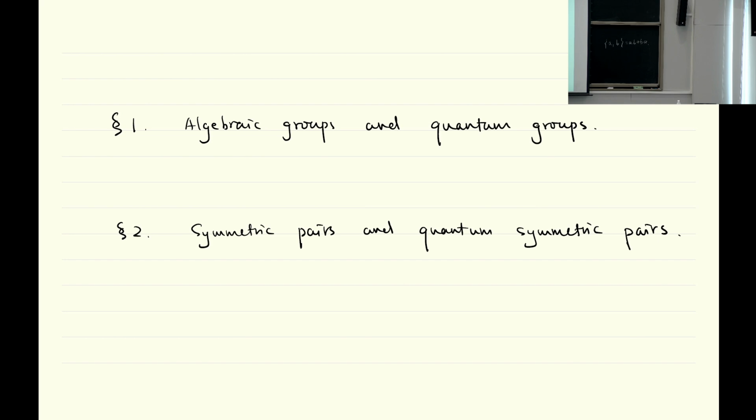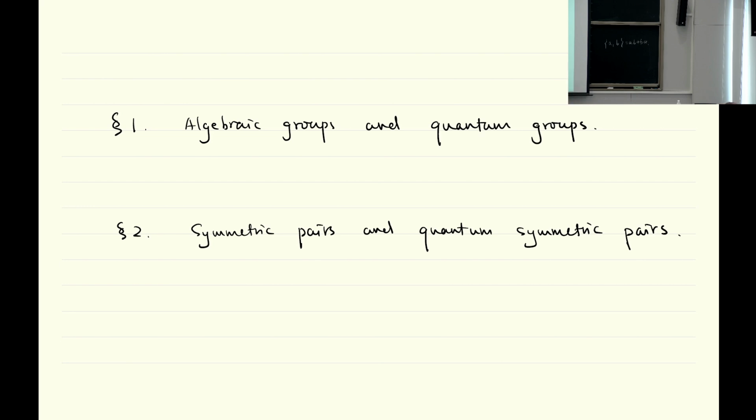I will start with just the group case, algebraic groups and quantum groups, and explain the connection. Then I will imitate everything from chapter 1 in chapter 2 on symmetric pairs, symmetric spaces and quantum symmetric pairs. I will put more emphasis on the first part, since that's a familiar theory, and for the second part I will try to give you the idea while omitting technicality.